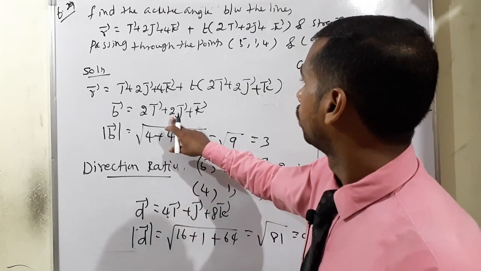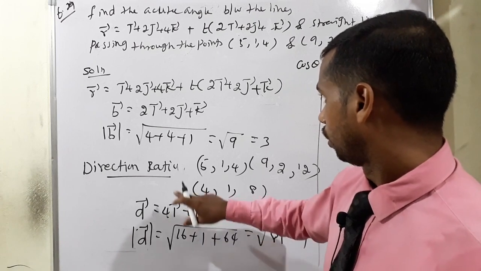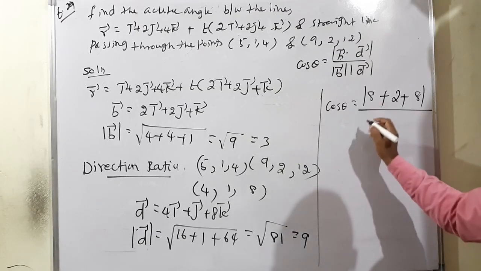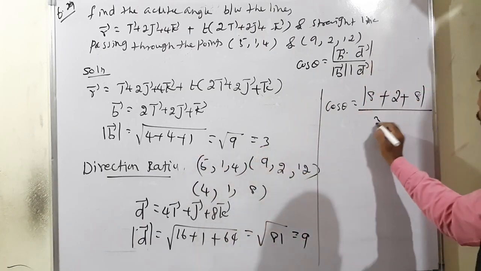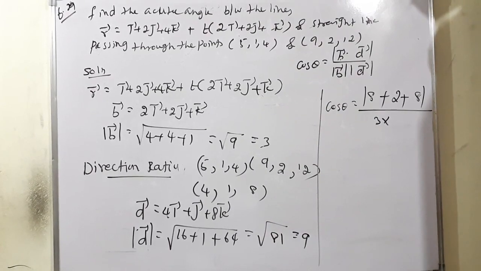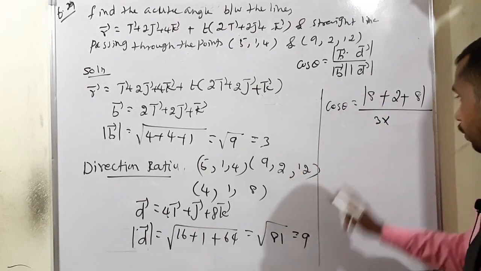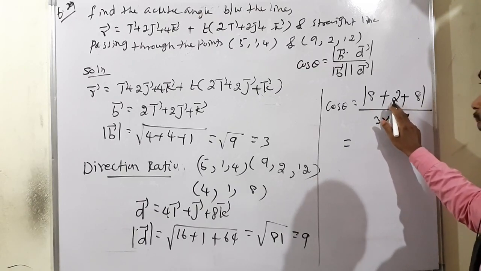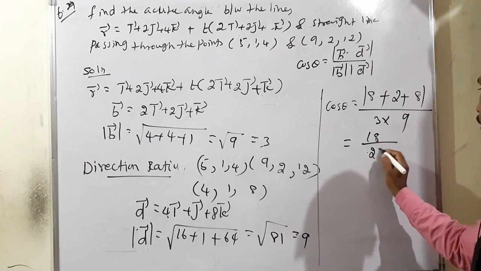This is B vector, no? B vector is equal to 4 into 2 means 8. I think it's correct. Now, the modulus of B vector, we already found, is 3. So 3 into, next condition, the modulus of D vector we also found is 9. Therefore 8 plus 2 or 8 plus 8 is equal to 16, 16 plus 2 is equal to 18, isn't it? So 18 divided by 3 into 9 means we can write 27.